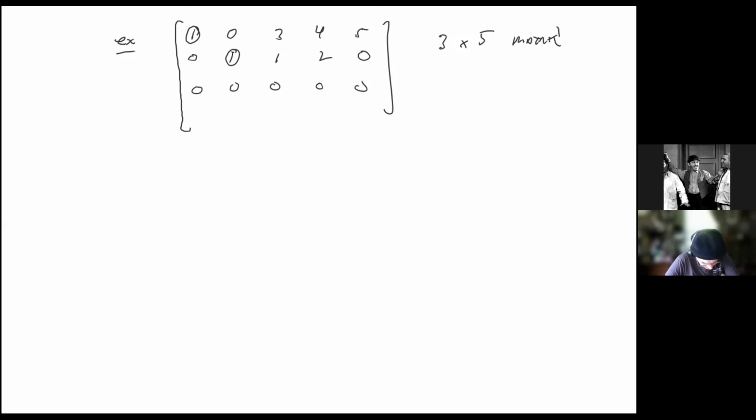And in fact, let me change this example. Let's change the 0 so that it's non-zero, so it's a 2. Then it wouldn't be in reduced echelon form. It would be in just echelon form, because the entry above the second pivot in the second column, which is a pivot column, this entry of 2 is non-zero, right? So this is in echelon form, but not reduced echelon form.